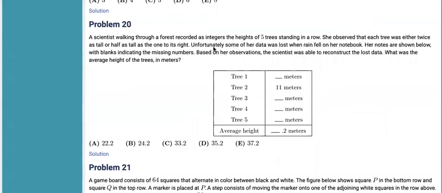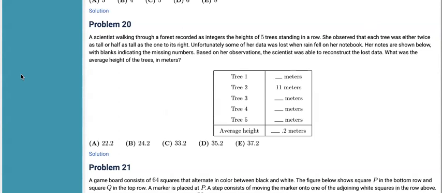A scientist walking through a forest records as integers the height of 5 trees standing in a row. She observes that each tree was either twice as tall or half as tall as the one to its right. Unfortunately, one of the... was lost. Oh, well, that's unfortunate. That is also relatable. Oh my goodness, this scientist, dang, she's got a hard life. So it's just multiplied by 2 or divided by 2. Okay, sure.